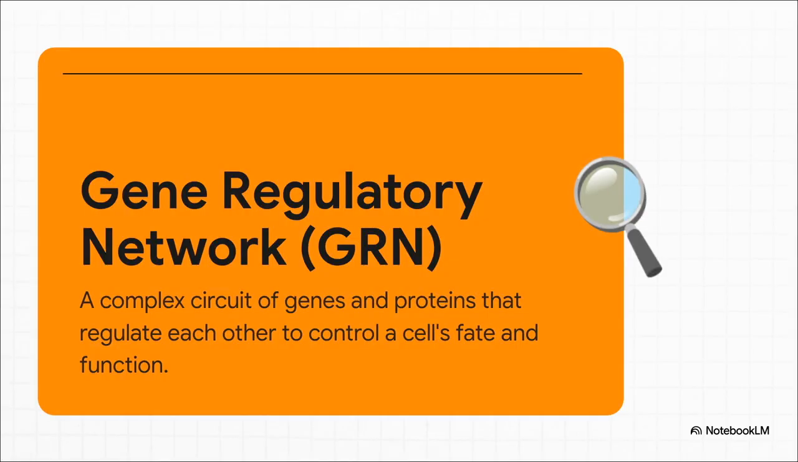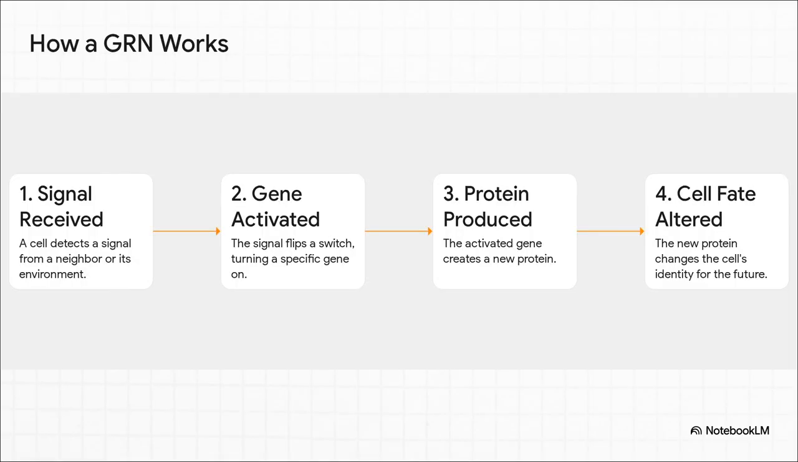And at the very heart of this program is something called a gene regulatory network, or GRN. Now, don't think of it as a simple on-off switch. It's much more like a crazy, complex circuit board inside the cell, made of genes and proteins that are all controlling each other. So, how does a circuit like that actually work?